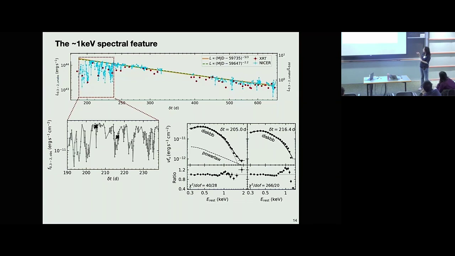You need to consider those physically motivated models, either absorption or emission from some ionized material or reflection off this ionized material. And in both cases, they can fit the observational data. And in both cases, we require some fast outflow with velocities from 0.1 to 0.3 c.